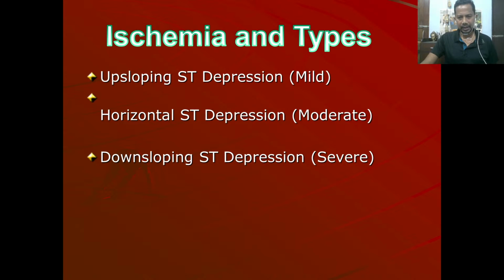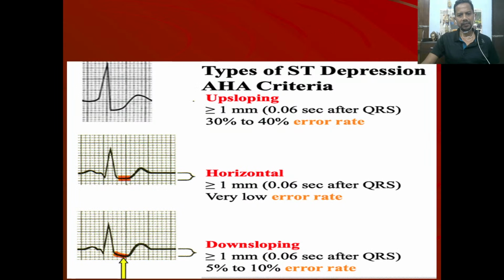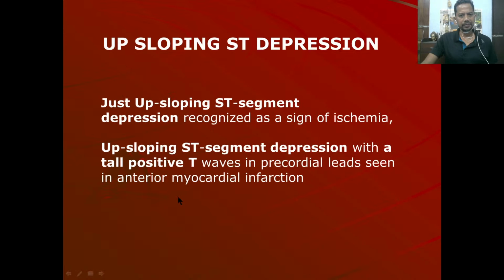Now there are 3 types. There is upsloping ST depression, horizontal ST depression, and downsloping ST depression in ischemia, and it's mild, moderate, and severe. Upsloping is mild and downsloping ST depression is severe, which means the recovery is poor. You can have rate dependent changes in the ST segment, but that is different. So this is upsloping, horizontal, downsloping ST depression. If it is just upsloping ST depression, it is just ischemia.